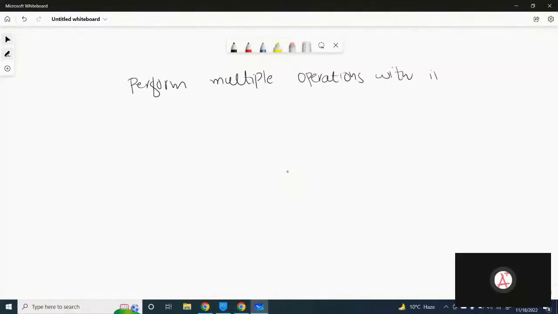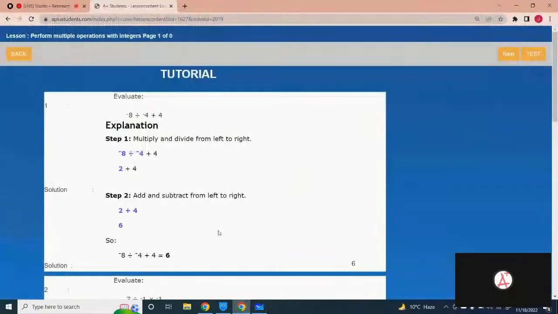Okay, the next one is performing multiple operations with integers. Got it? Okay, let's just start with the test.